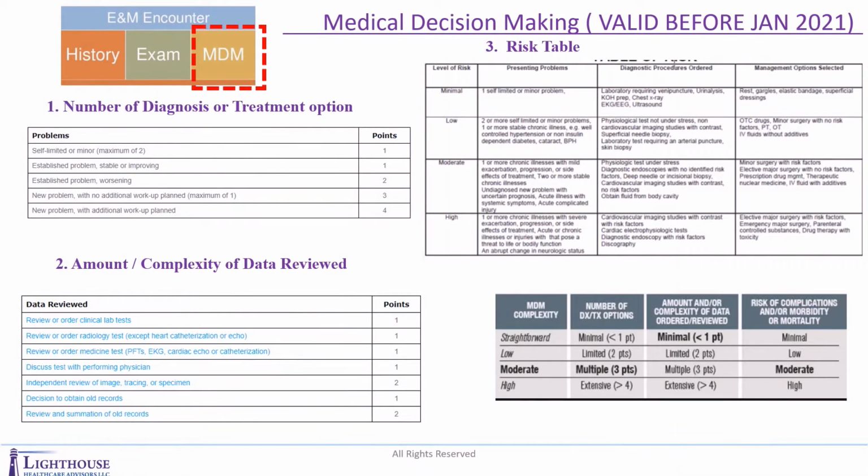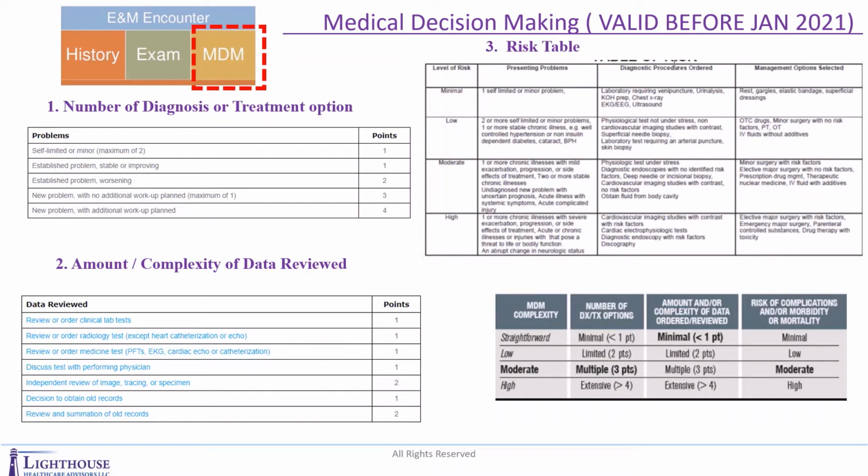The third key element to decide on an E&M is medical decision making, which is called MDM. MDM is further classified into 3 tables. The first table is the number of diagnosis or treatment options. This table represents the disease status and workup plan for respective documented diseases during the visit. Each is denoted by points. The second table is the amount or complexity of data reviewed. This is where the points are counted based on clinical tests ordered, tests reviewed or test results discussed with the performing doctor during the visit.